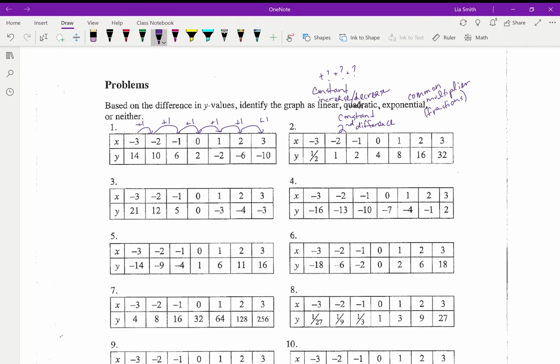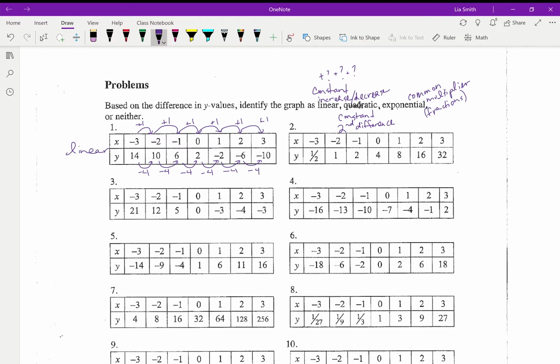So what's happening as I go from 14 to 10? I'm decreasing by 4. 10 to 6, 10 minus 4 would get me 6. 6 minus 4 would get me 2. 2 minus 4 would get me -2. Because that is a consistent first difference, we know that this function is linear.